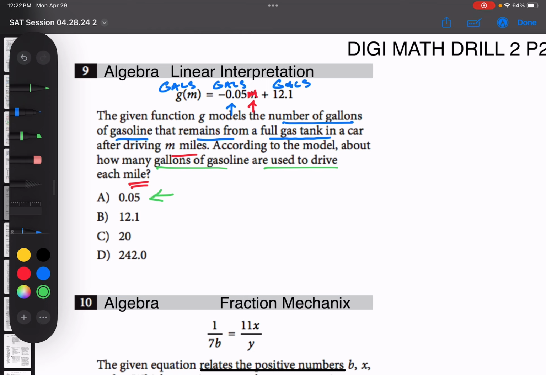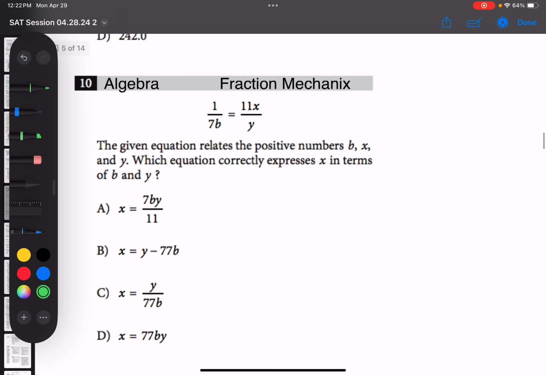So here we go. How many gallons of gasoline are used? 0.05 gallons of gasoline are used for every mile. And then, why is it negative? Because then it would have to be subtracted from your 12.1 gallons. And that's it. Basic understanding of the entire concept of the formula of the math of linear equations.